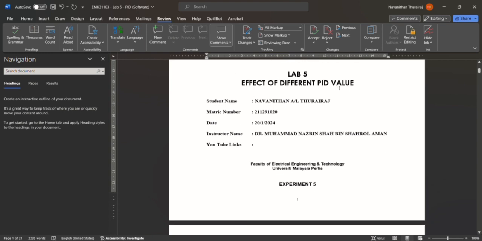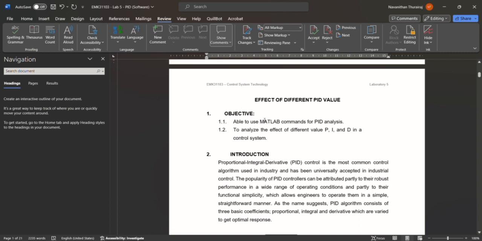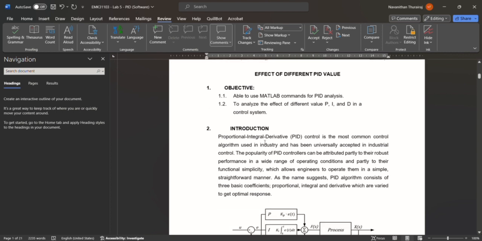And today we're going to look at Lab 5, which is the effect of different PID values. The objective of this lab is to be able to use MATLAB commands for PID analysis, to analyze the effect of different values of P, I, and D in a control system.